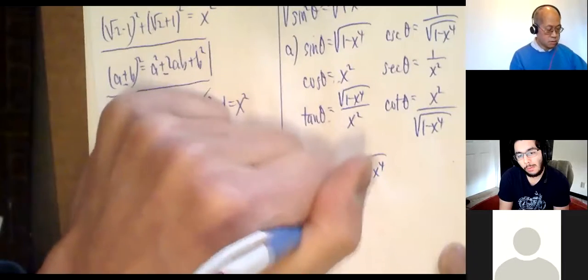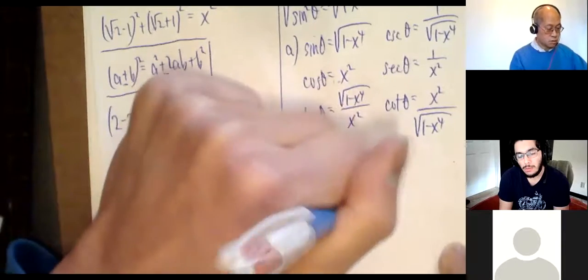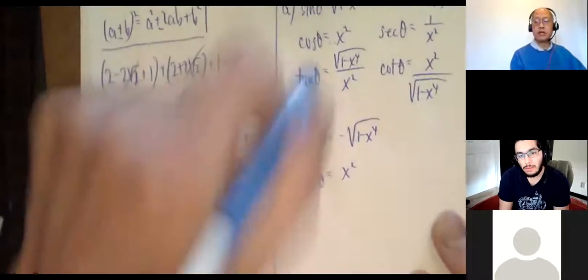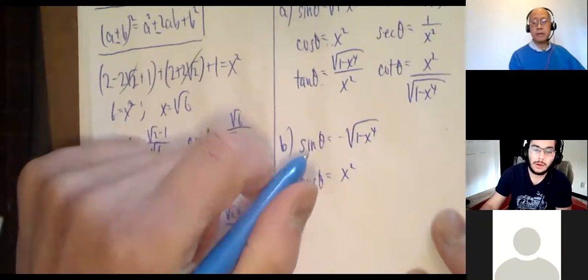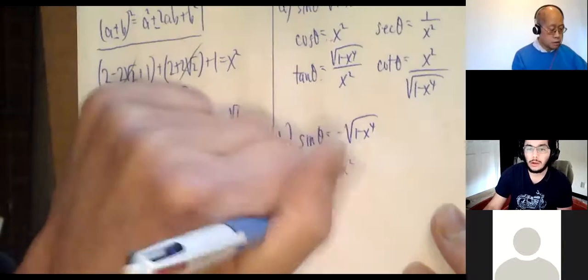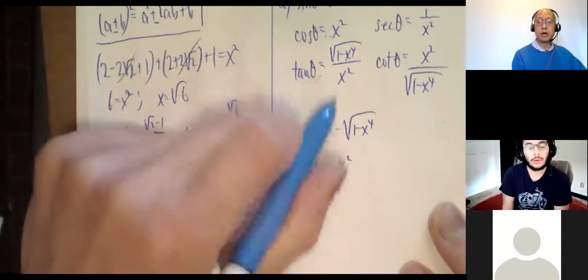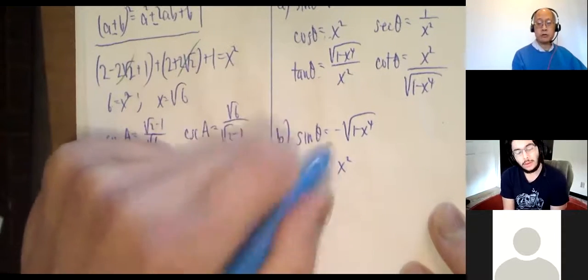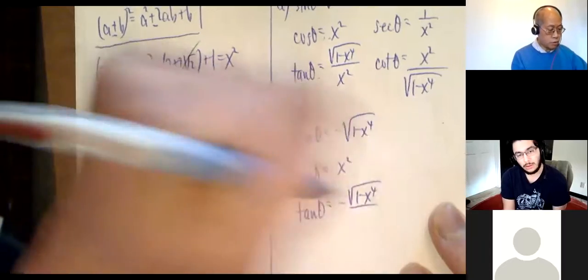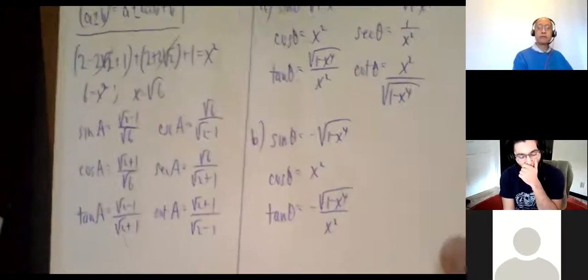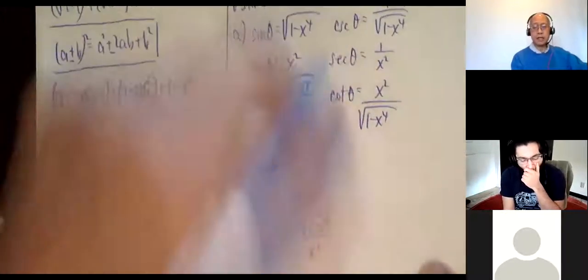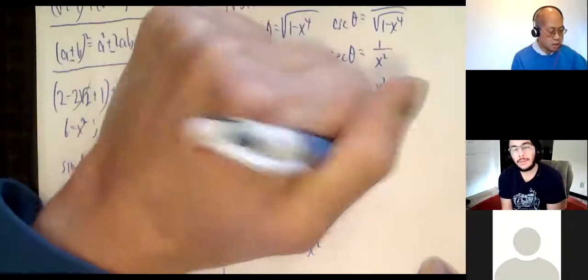Cosine is still the same thing. And now I just do the same stuff. The only thing that might be different is the sign, S-I-G-N. So tangent is the same thing as what I put here, except it's negative, sine over cosine, right? So negative radical 1 minus x to the 4th over x squared. And these are the same thing, except for the signs, again, S-I-G-N.